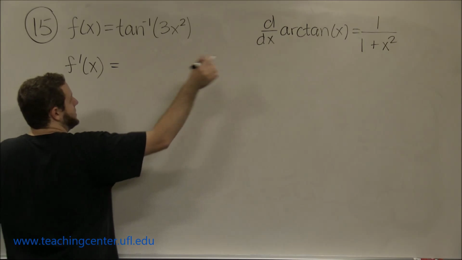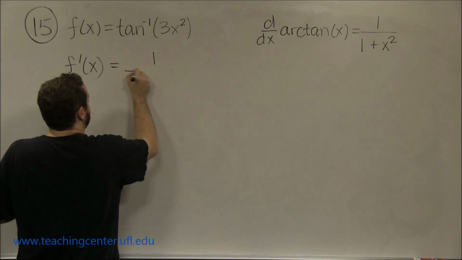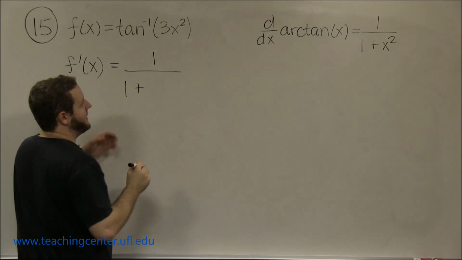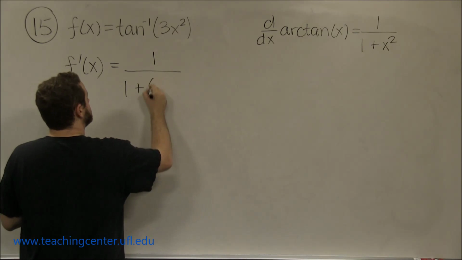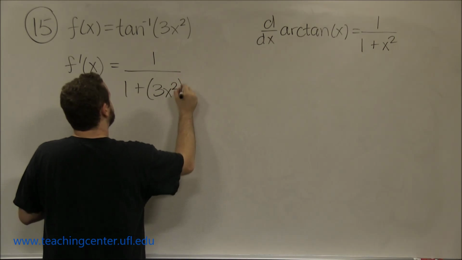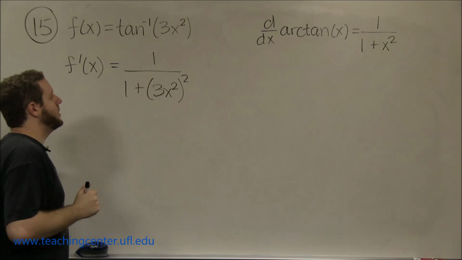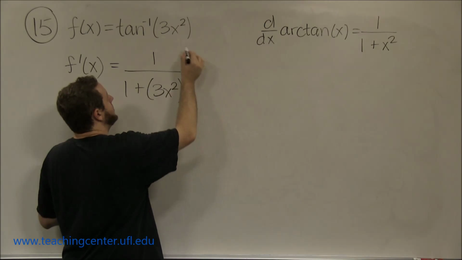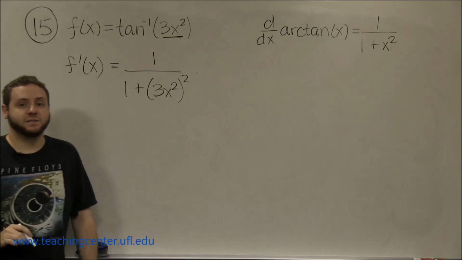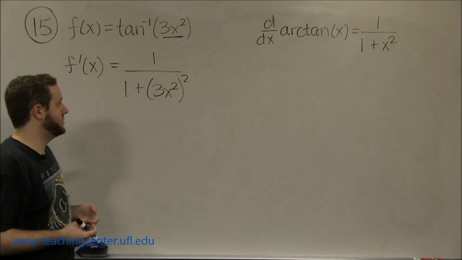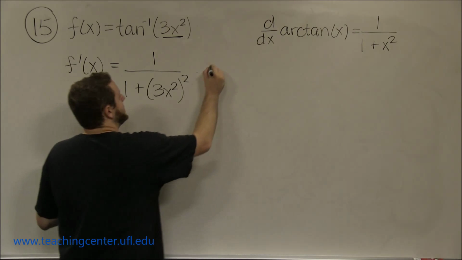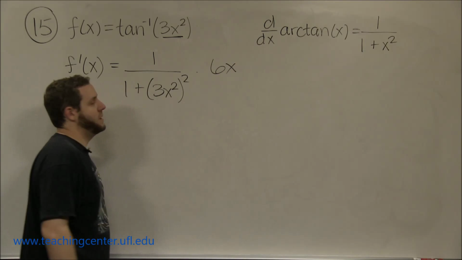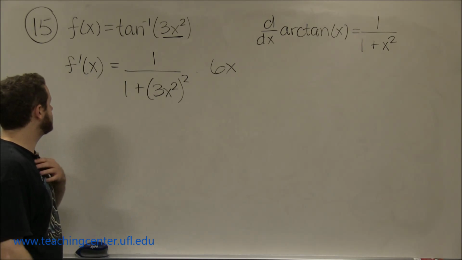So our derivative is going to look like that form. It's going to be 1 over 1 plus. Now instead of x squared, it's going to be whatever we're taking the arctangent of squared, which is 3x squared, squared. But then because of the chain rule, we have to multiply by the derivative of the inside, just like we would have to in any other type of function. So the derivative of 3x squared, the inside, is 6x. So we have to multiply by that because of the chain rule.